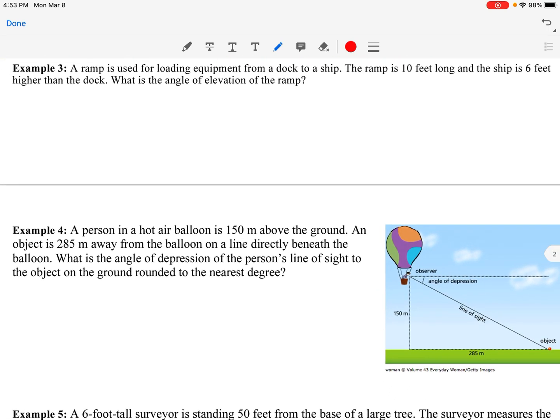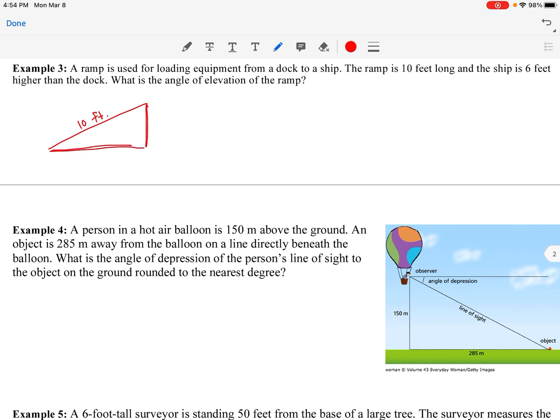Okay, example 3, we're going to have to draw our own picture for this one. So we have a ramp that is used for loading equipment from a dock to a ship. So ramp, we'll say that's our ramp. The ramp is 10 feet long. So we know this is going to be a 10-foot long ramp, and the ship is 6 feet higher than the dock. Okay, so let's make our triangle this way.